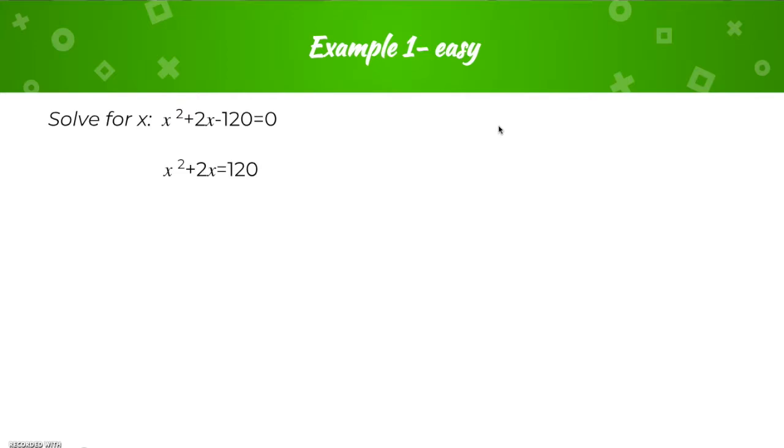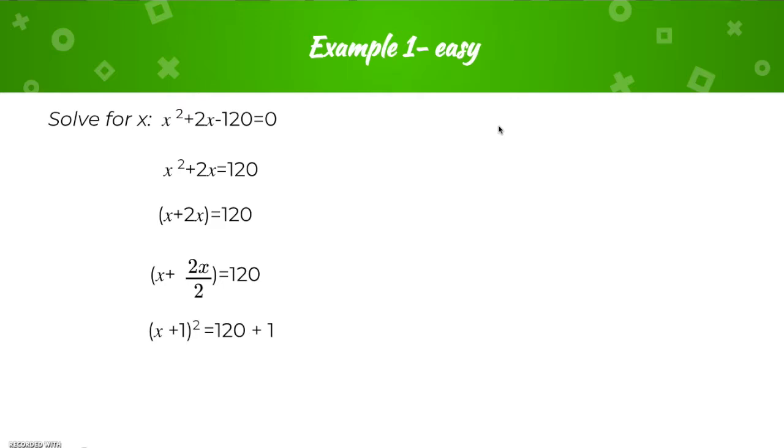Then we need to add a parenthesis to the left side. So it's going to be x plus 2x equals 120. Then divide 2x by 2. 2x divided by 2 equals 1. So we end up having this. X plus 1 squared equals 120 plus 1.